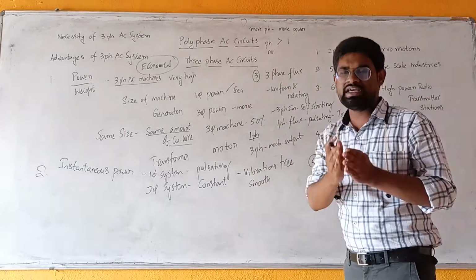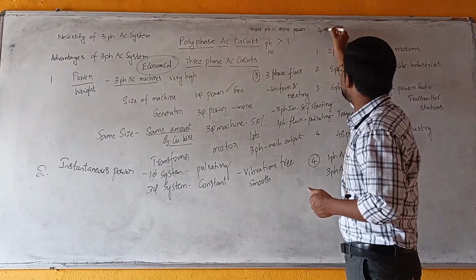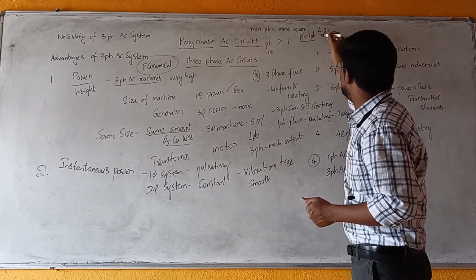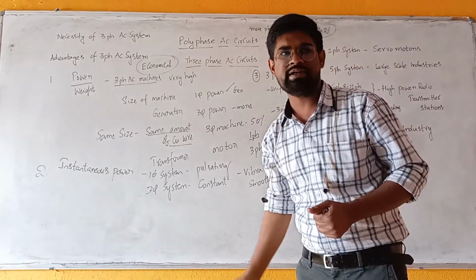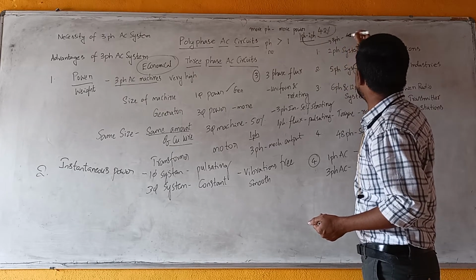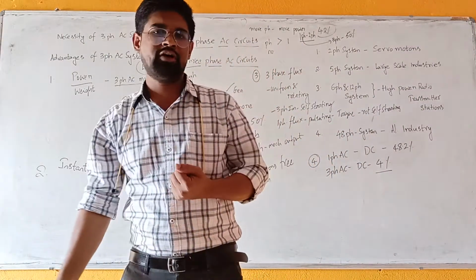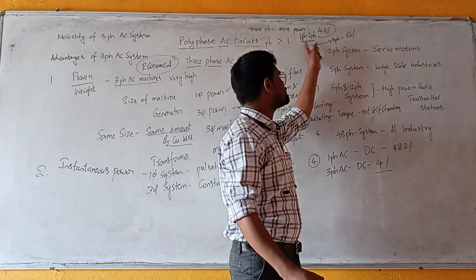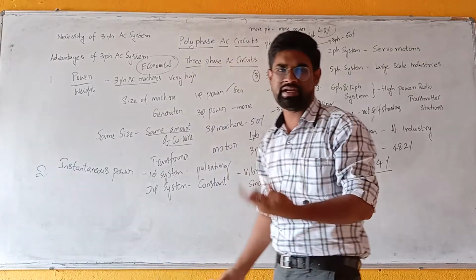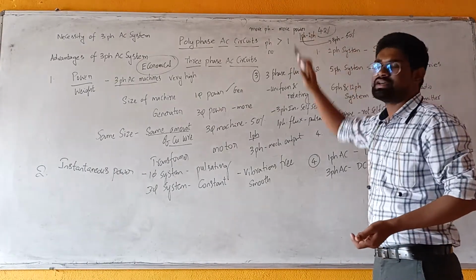From single phase to 2-phase, the increase in power is approximately 42%. From single phase supply to 2-phase supply, the increase in power is 42%. Whereas from single phase supply to 3-phase supply, the increase in power is 50%, which is a very abundant amount of power we can consider. From single phase to 3-phase, 50% more power is available in a 3-phase system when you compare with a single phase system.